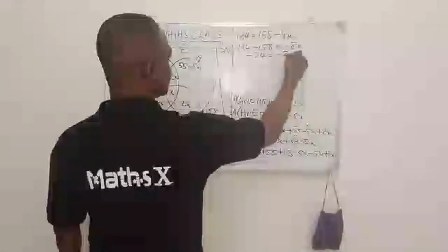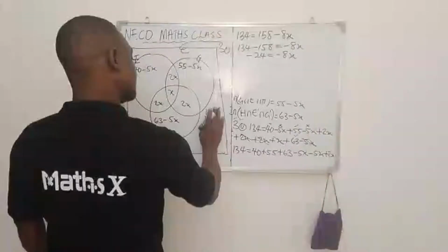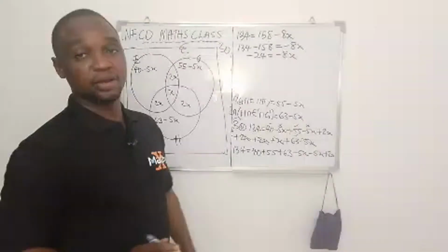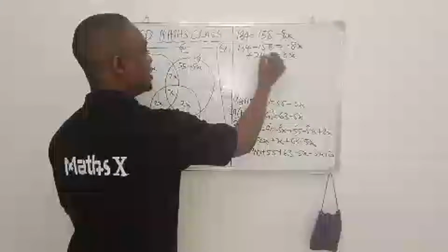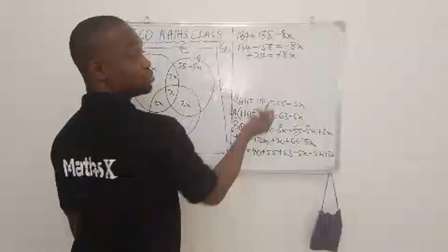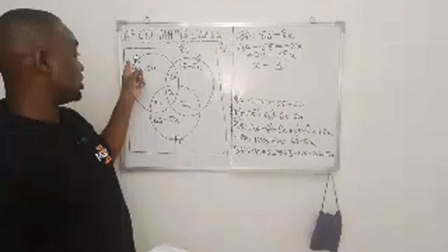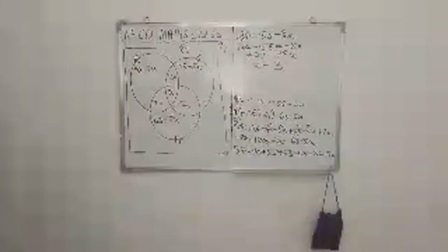So x, minus 24 is minus 8x. Clearly, minus cancels. So x is what? 3. So altogether, 3 students studied economics, government, and geography. I'll check our transmission again.